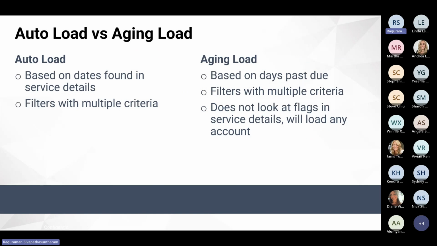There are two methods of loading accounts in credit control, and that is auto load and aging load. Both methods provide multiple criteria for loading accounts. The main difference is that auto load relies on the notice level dates in service details, and the aging load allows the accounts to be loaded based on the number of days past due. And for aging load, there's no prerequisite for an account to be eligible to load.